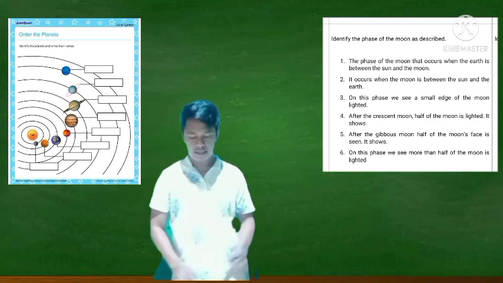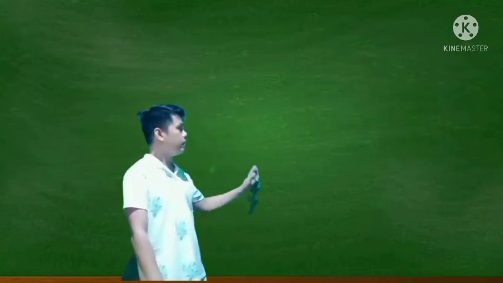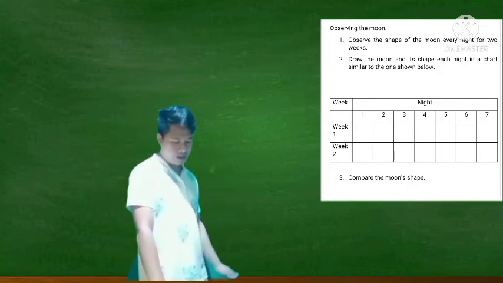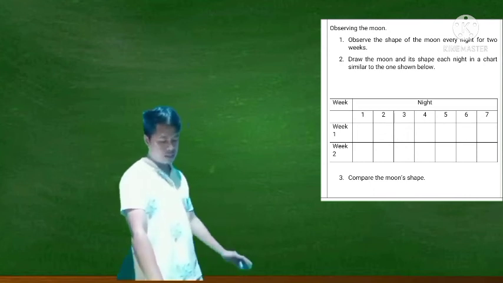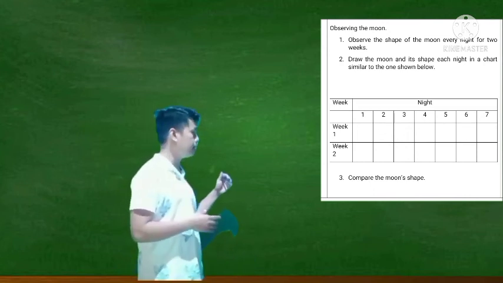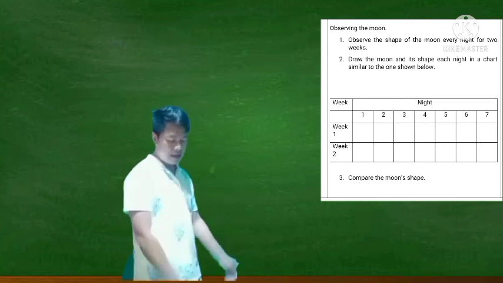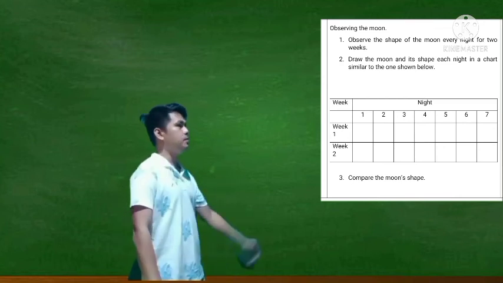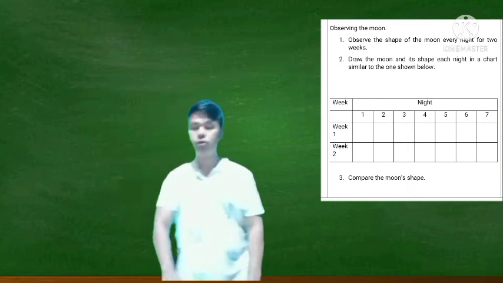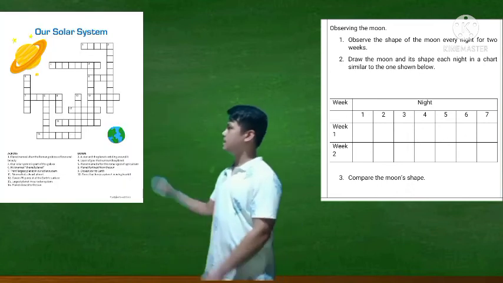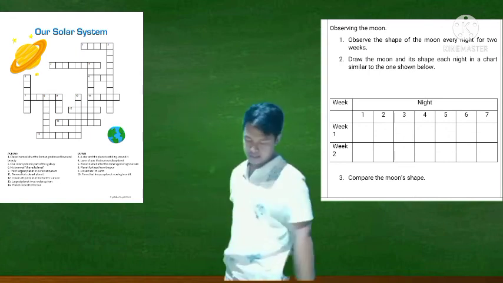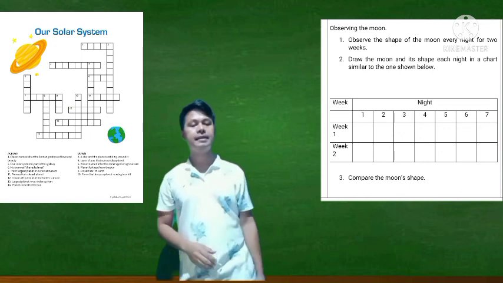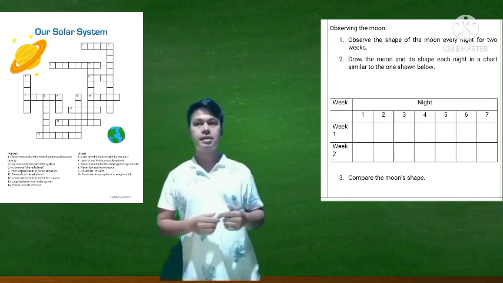So for your additional activities, for grade 5, you are going to observe the moon. Observe the shapes of the moon every night for 2 weeks, and draw the moon and its shape each night. Draw the shapes of the moon each night and compare the shapes of the moon for 2 weeks. And for grade 6, I want you to answer this puzzle about our solar system. And I think that's the end of our class discussion for this morning.